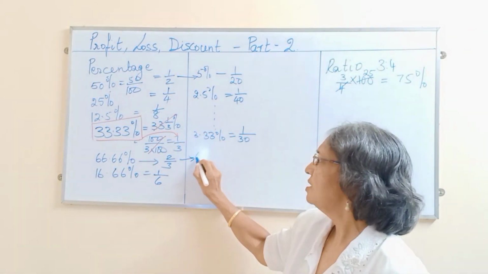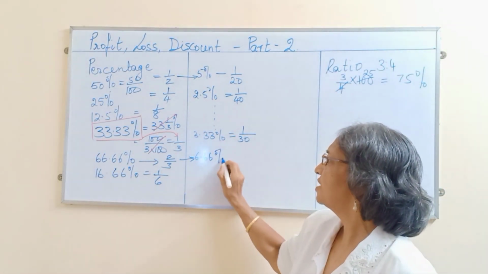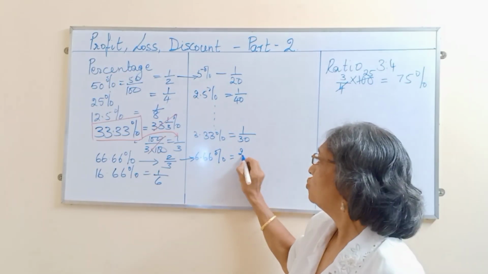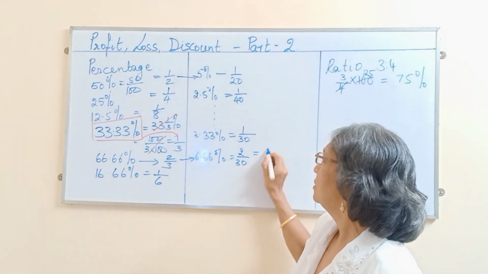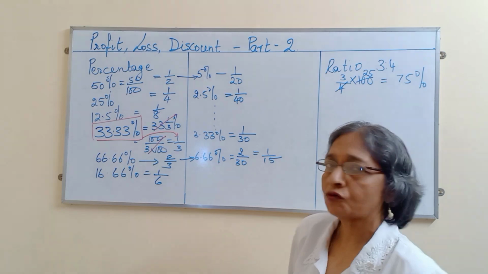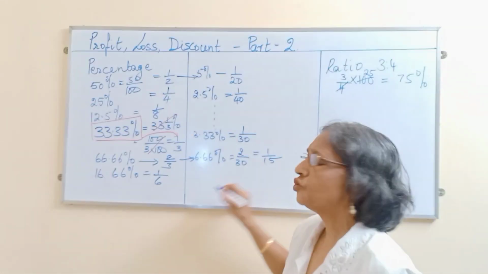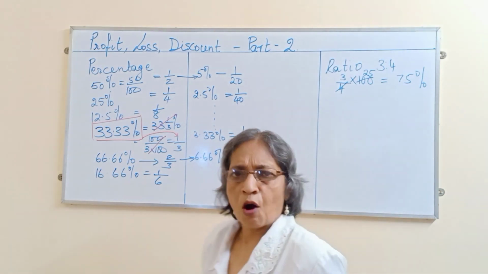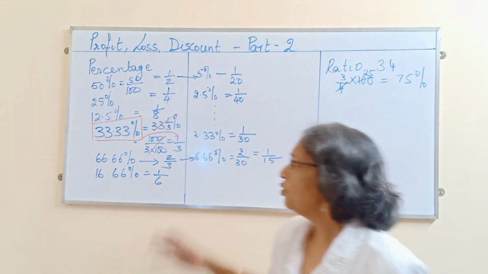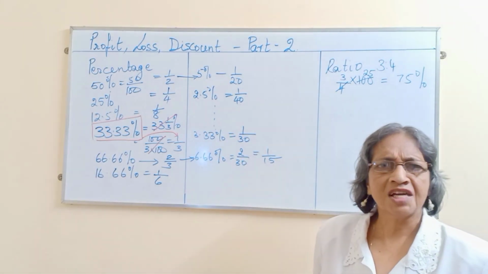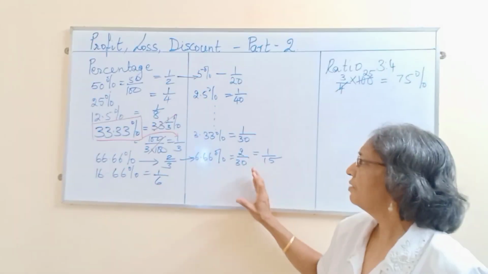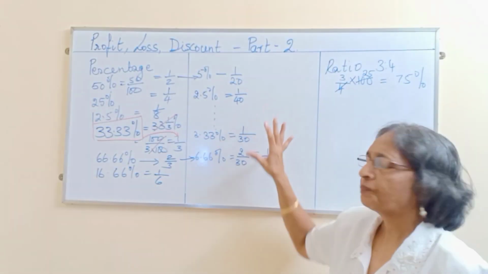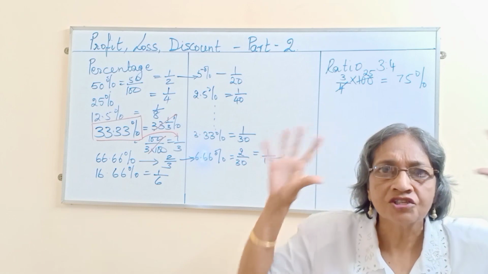Similar case here, 6.66% would become 2 upon 30. In other words, this becomes 1 upon 15. Likewise, you can keep dividing. So in your problems, and you will get problems where you will get these odd decimals, so try to convert them. Remember these. Put it in your head as a chart.